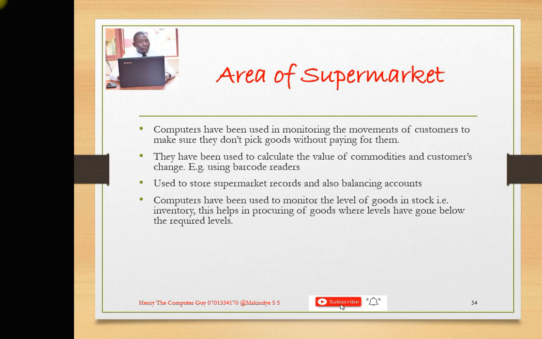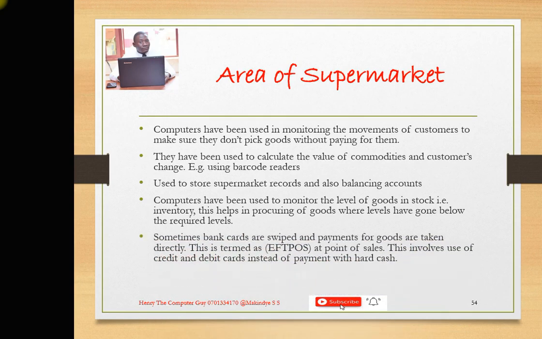Because products are always many in the supermarket, it will be hard for that attendant to always remember that product B or C is expiring today. Now, when we record that information into the computer, it will keep on reminding us that product A and B will expire in the next 2 to 3 days, such that the owner of the supermarket can procure other products and replace them. Are we together? So they monitor the level of goods in stock.